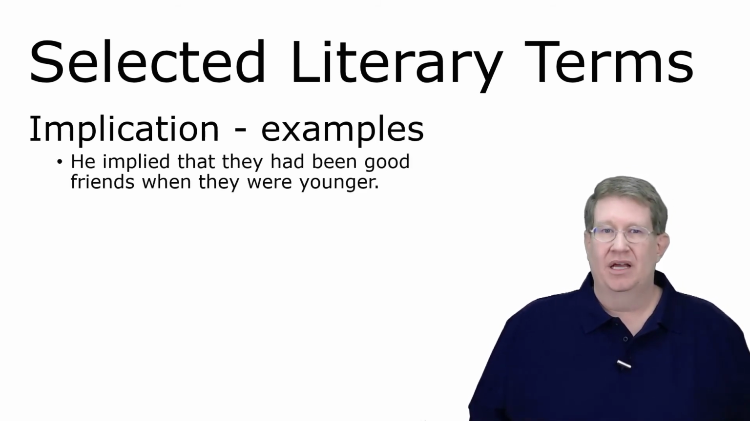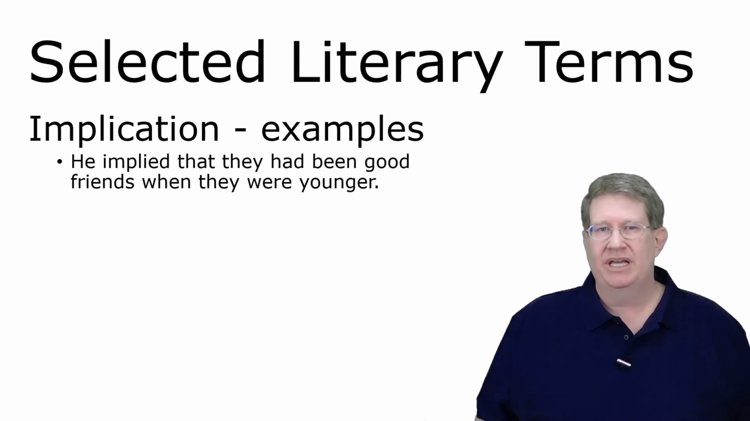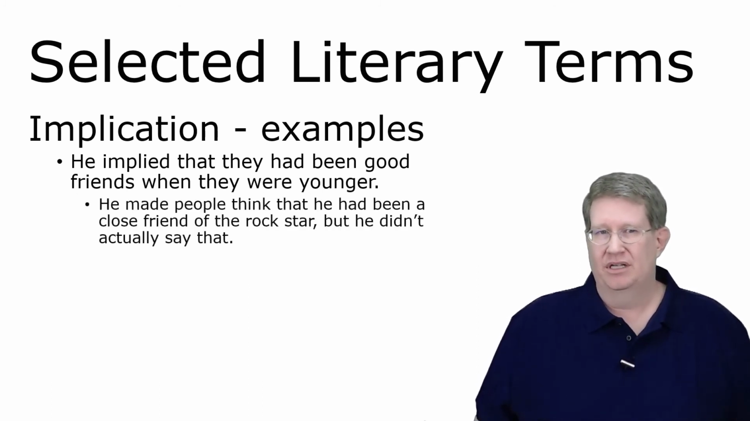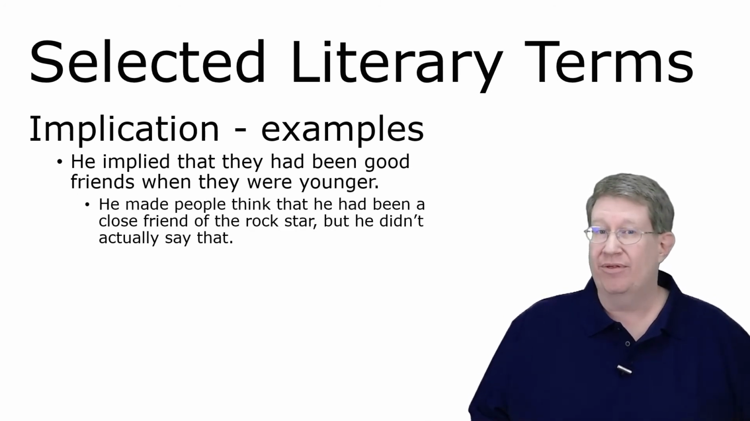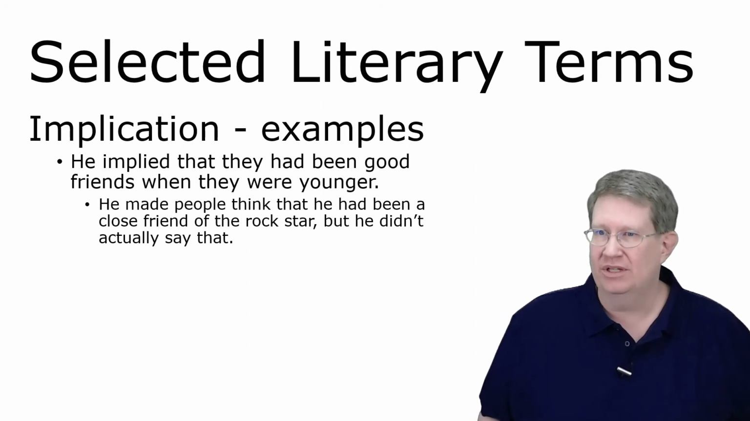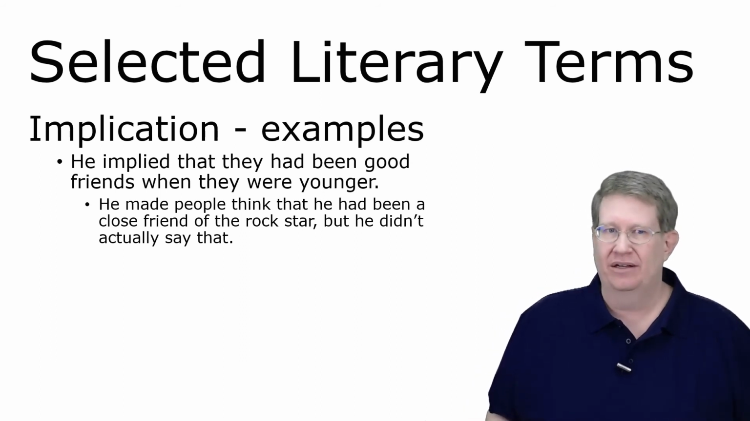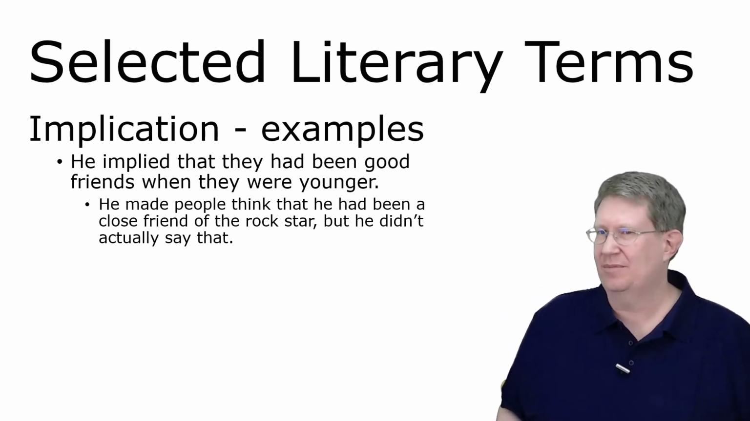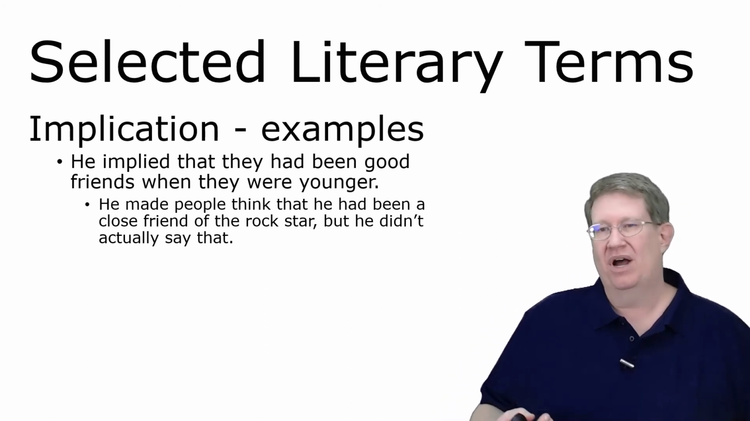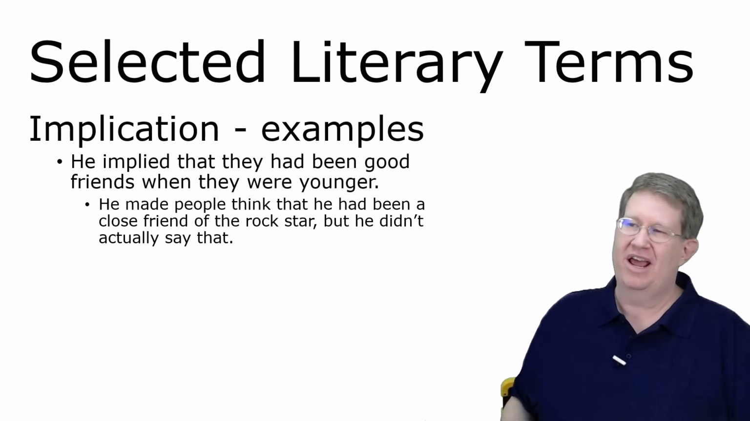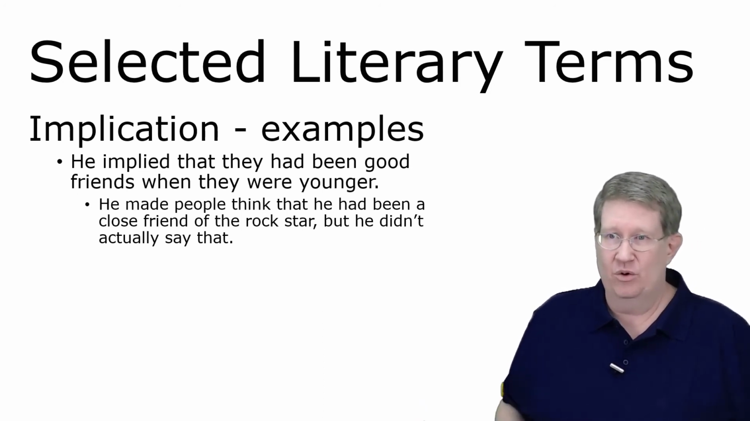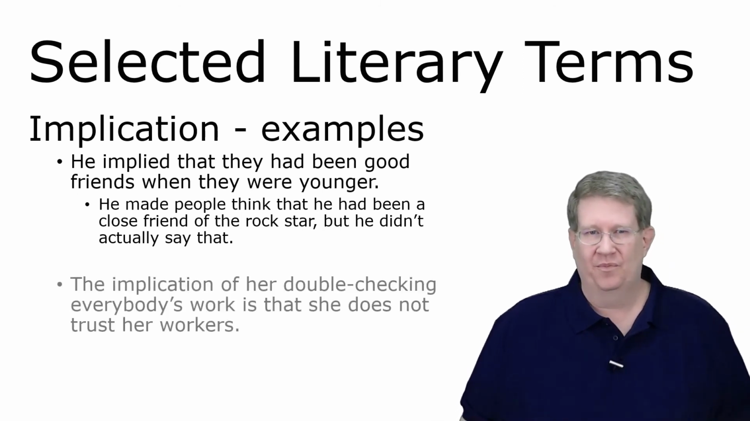So, let's look at some examples. He implied that they had been good friends when they were younger. So he made people think that he had been a close friend of the rock star, but he didn't actually say that. He just kind of implied it. "Oh yeah, we used to hang out sometimes." Well, yeah, twice when you were 6 years old. But if you say, "Oh, we used to hang out sometimes," it makes it sound like you were maybe good friends.